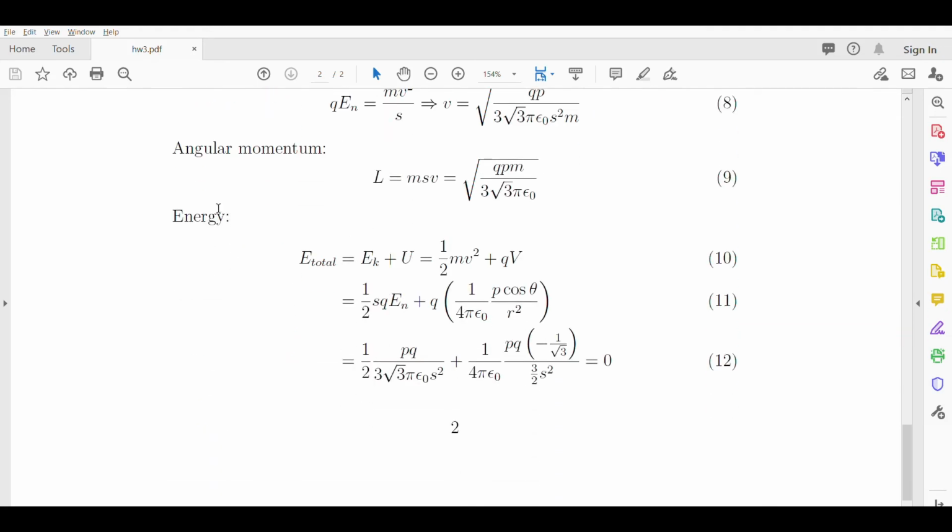The total energy is the sum of the kinetic energy and the potential energy, so it's 1/2 mv squared plus qV, plugging in the potential of a dipole and the cosine theta we found previously, and the result is 0.